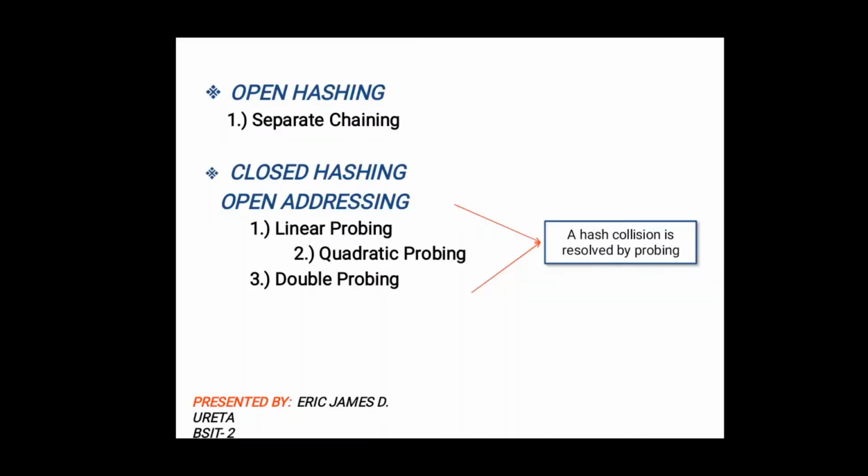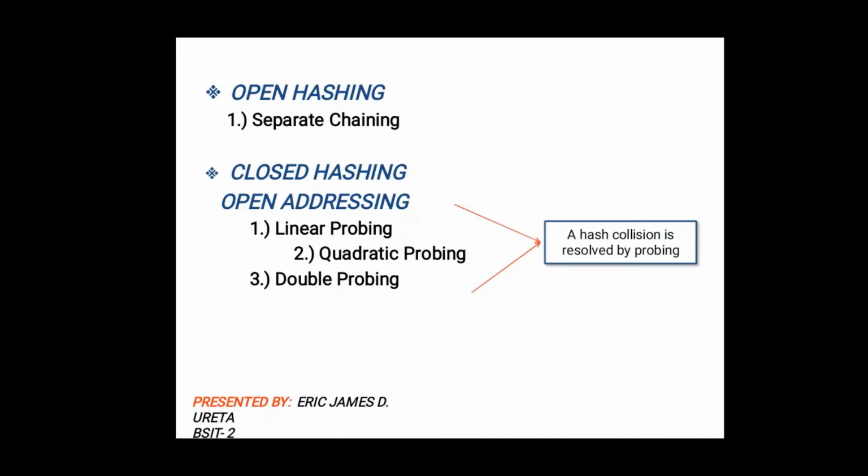So here are the basic steps on how we resolve the hash collision. First is the open hashing, which includes separate chaining. Separate chaining is defined as a method in which linked lists of values are built in association with each location within the hash table.